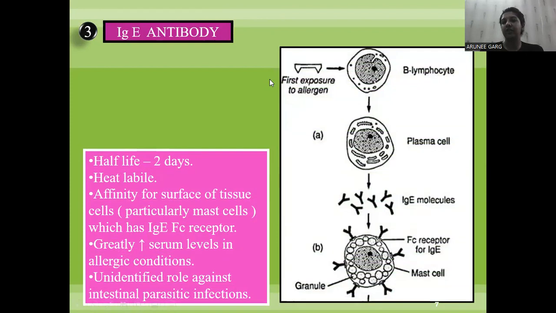Now, this is again the first exposure to an allergen, which stimulates the B lymphocyte, which in turn stimulates the plasma cells to release IgE molecules. They attach to the Fc receptor on the surface of the mast cell, and these are the granules which are then released when the mast cell gets sensitized.